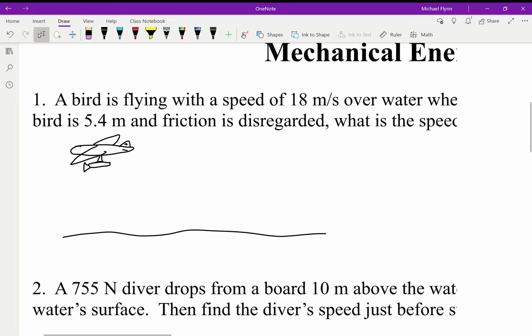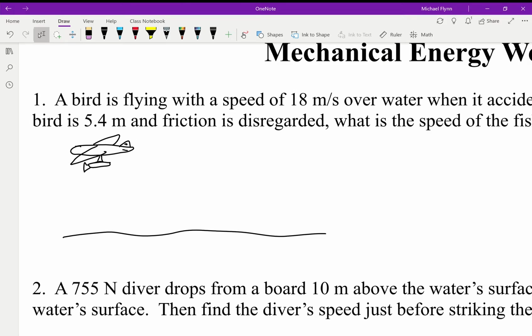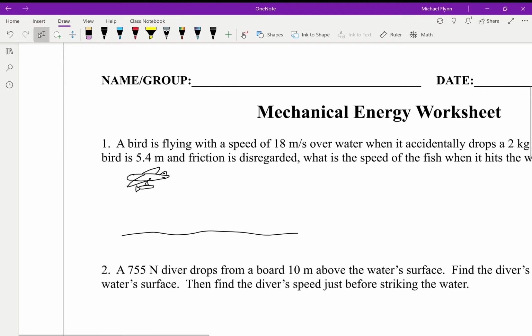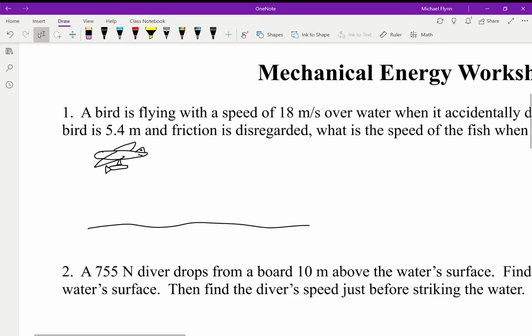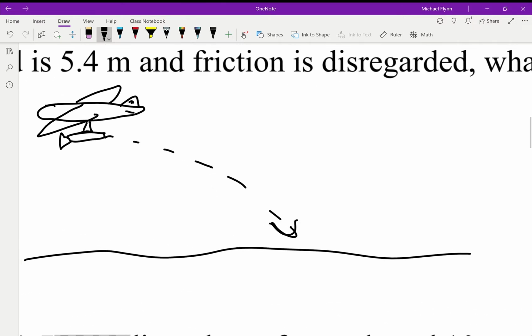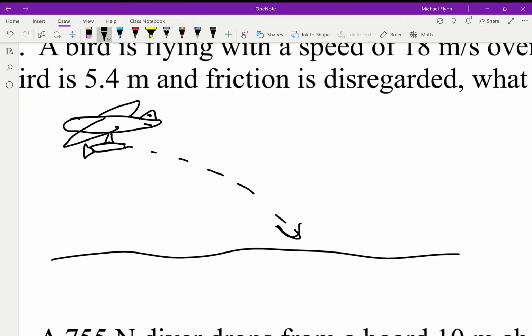Now you don't need to draw a diagram to do it, okay? But I just want to show you how you do a question like this. So he's going to drop it. It's like a projectile. You can even do it with the projectile motion equations, but we're not going to do it that way. We're going to do it the energy way. Okay, so here's the deal. I'm going to break this into 2 parts for you, the top and the bottom.